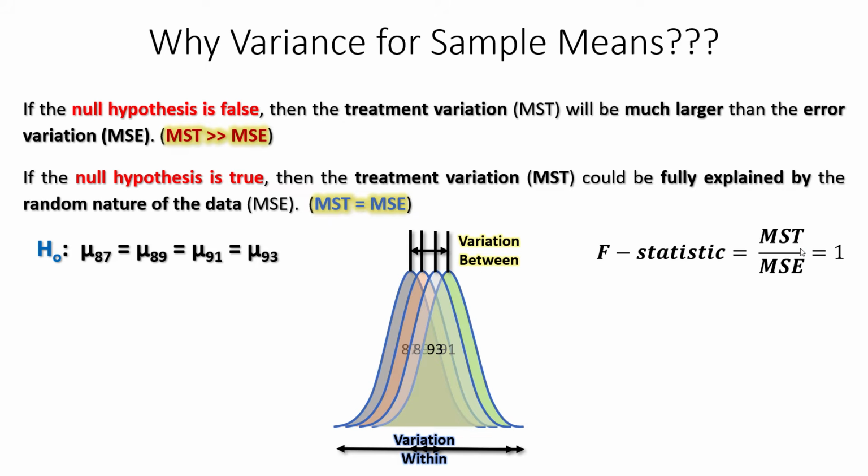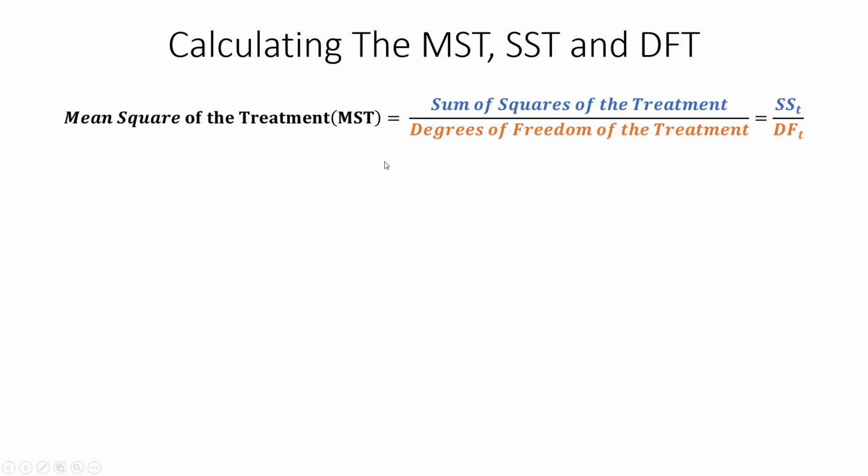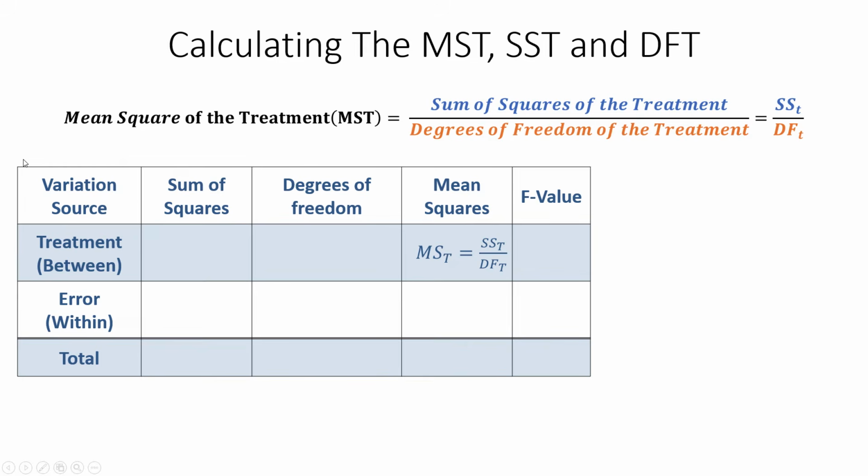And when we get to the end of the presentation, I'll circle back to this particular conclusion and remind you of these two scenarios. Okay, so let's now actually talk about how you would calculate the mean square of the treatment, the sum of squares of the treatment, and the degrees of freedom of the treatment. Here's the equation for calculating the mean square of the treatment. In terms of the ANOVA table, your mean square of the treatment goes right here, and it's equal to the sum of squares of the treatment divided by the degrees of freedom.